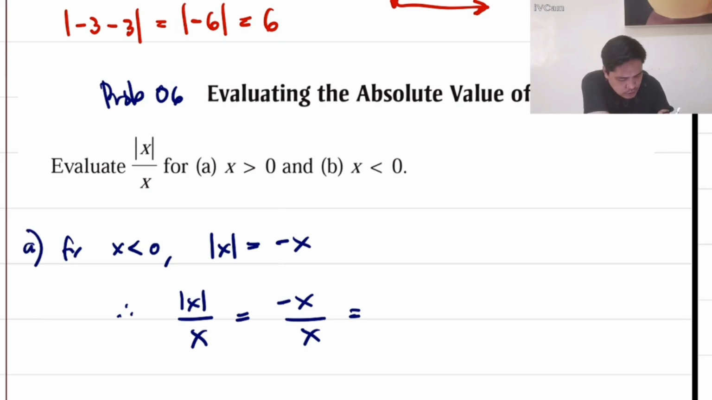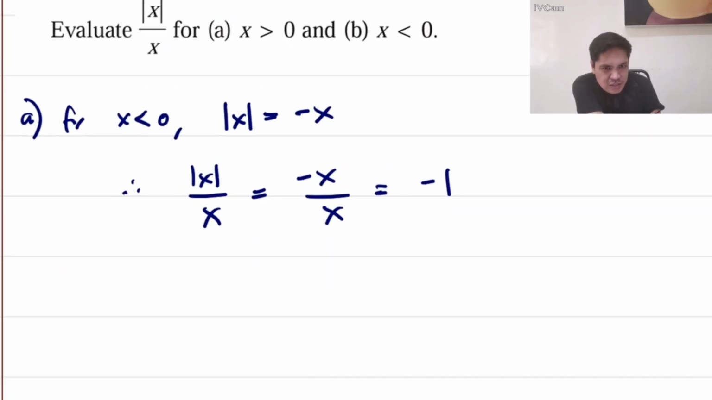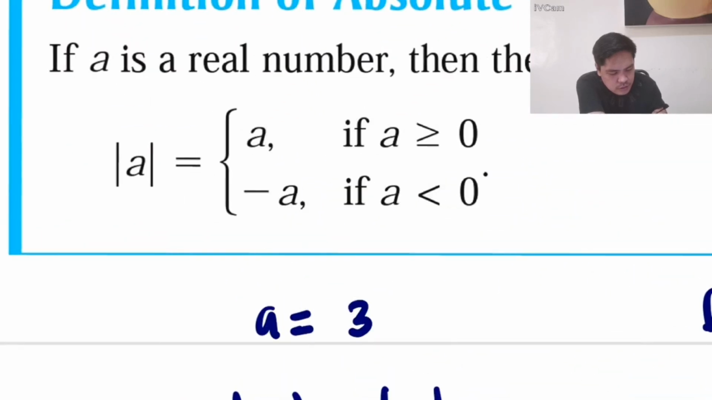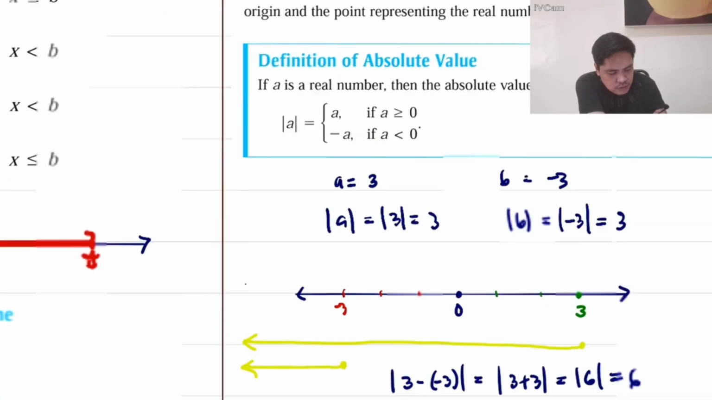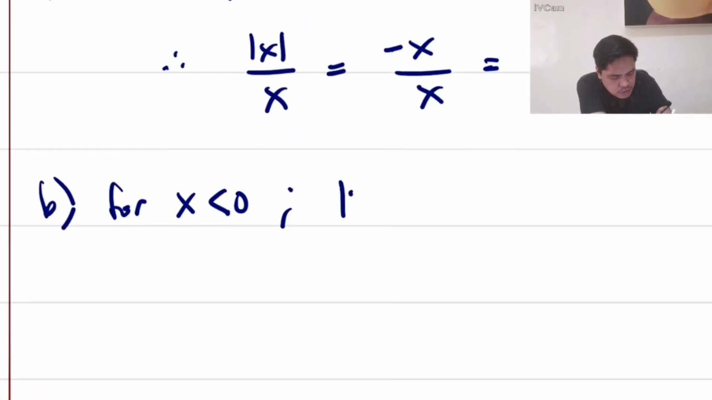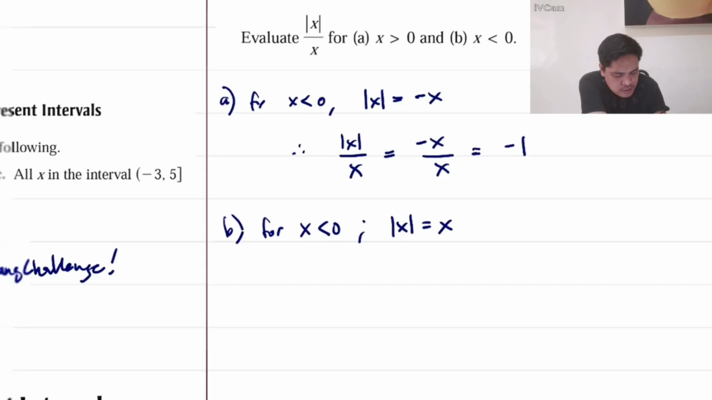Okay, so that is equal to negative 1. Very easy, no? Sobrang dali. For letter B naman, for x greater than 0, ano yung condition natin kanina? Again, dito. Okay, kung greater than 0, ito. That means the same number. So for x greater than 0, the absolute value of x is still x.